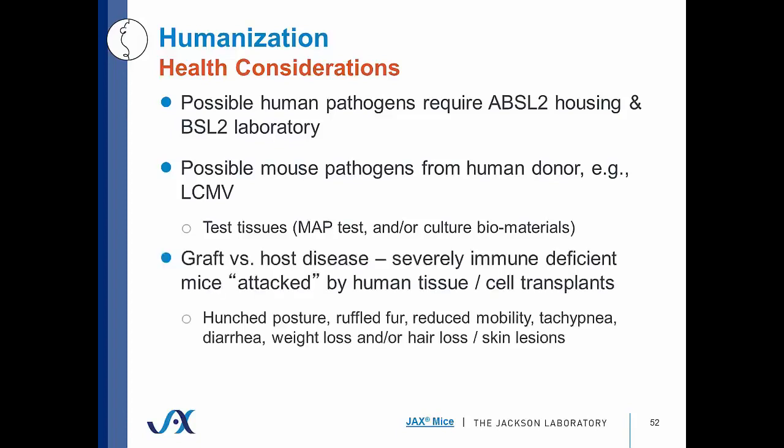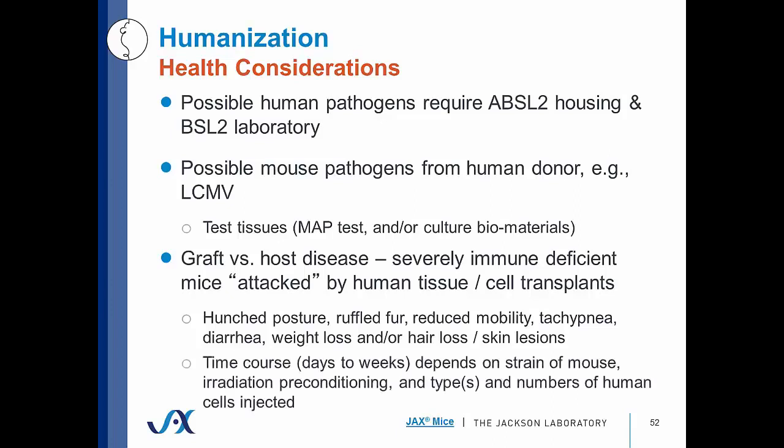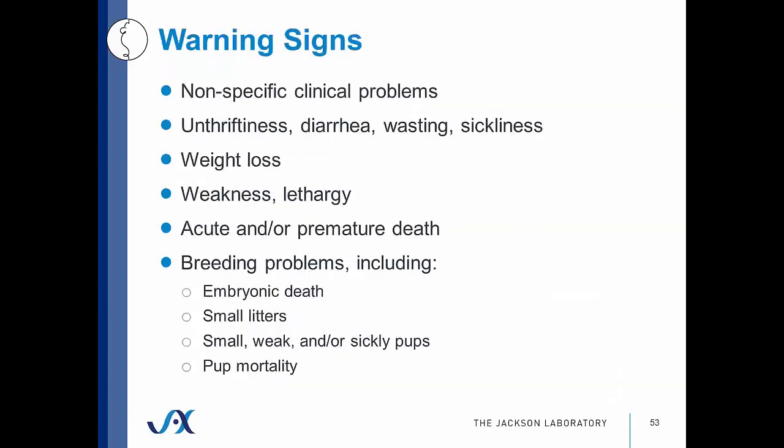Another consideration that you've got to take into account when humanizing NSG mice is the potential for graft versus host disease development, in which severely immunodeficient mice are attacked by the human tissue and or cell transplants. If you start to see this, it looks like a hunched posture as well as ruffled fur, reduced mobility, and trouble breathing, and all of these are a presentation of graft versus host disease. Depending on the number of cells or how large the implanted tissue was, it can also play a role in how quickly graft versus host disease presents and develops.